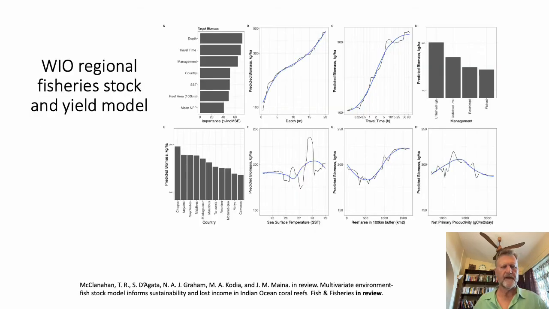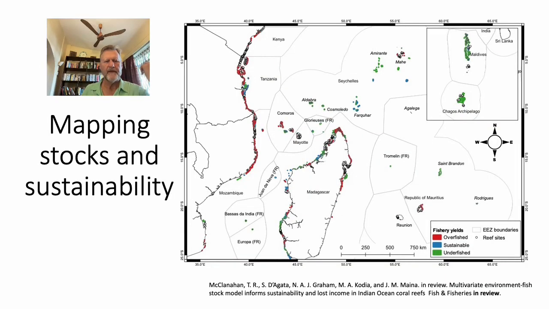One of the things we're doing recently is looking to see whether we can develop models of the stocks of fisheries in large scale, large areas, because that's often what's missing. So we look at a number of environmental variables, things like nutrients and primary productivity and depth, and fisheries management. And we can develop fairly accurate models for stocks. And once we know the stocks, now we can estimate the yields based on the R and K values that we've discovered. This then allows us to map coral reef stocks and therefore yields, and then consequently sustainable levels.